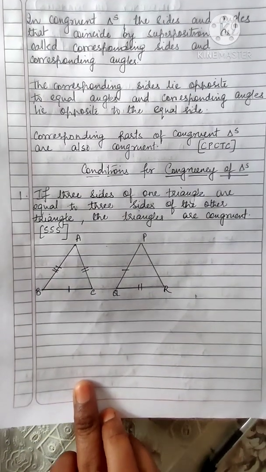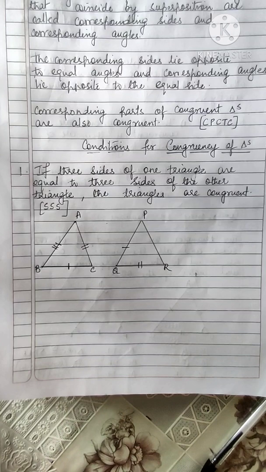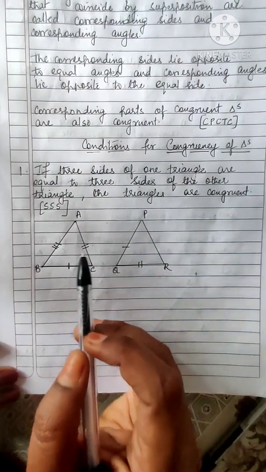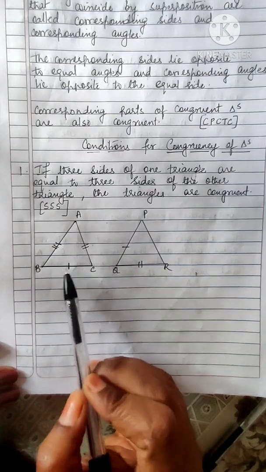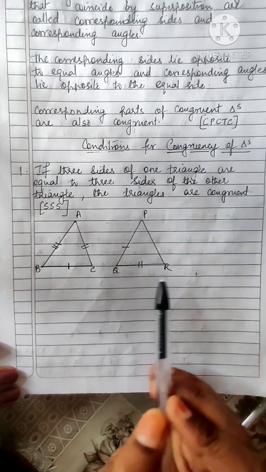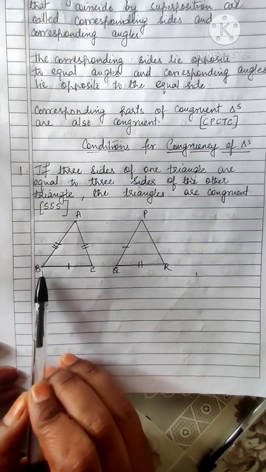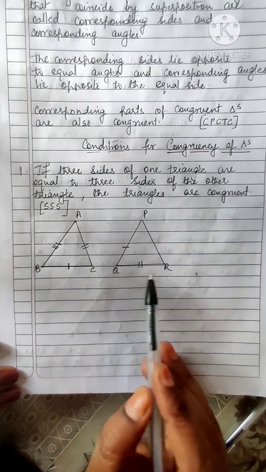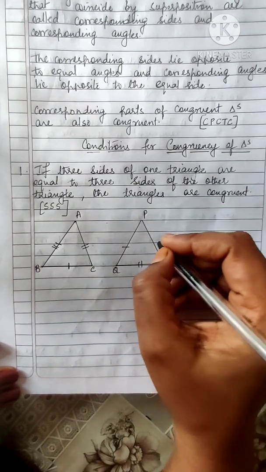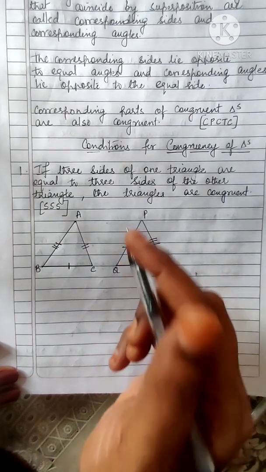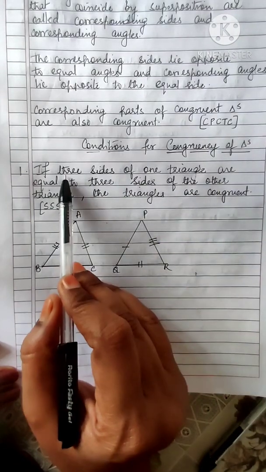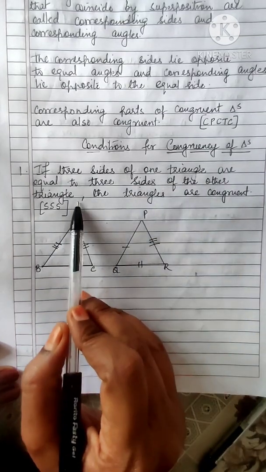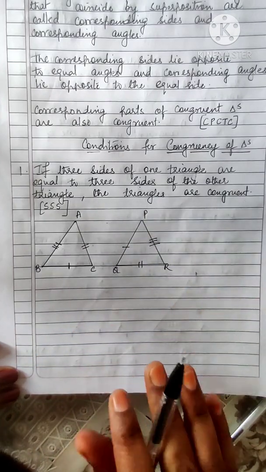Now we will learn the rules for congruency, that is the conditions for congruency of triangles. Now here you have two triangles, triangle ABC and triangle PQR, where it is marked BC is equal to PQ, AC is equal to QR, and AB is equal to PR. Now what does this rule say? If 3 sides of one triangle are equal to the 3 sides of the other triangle, the triangles are congruent.